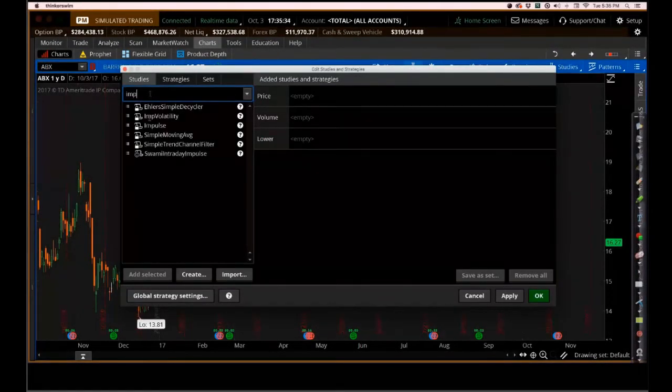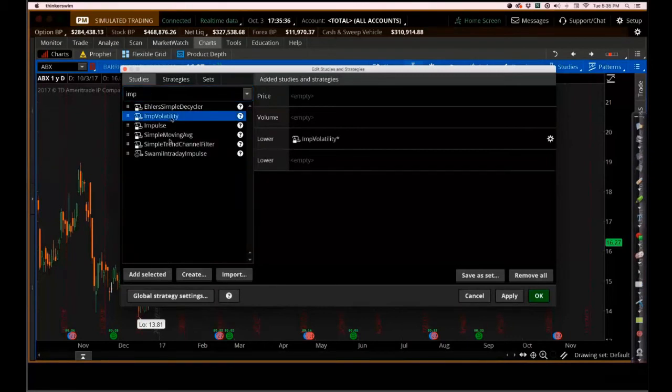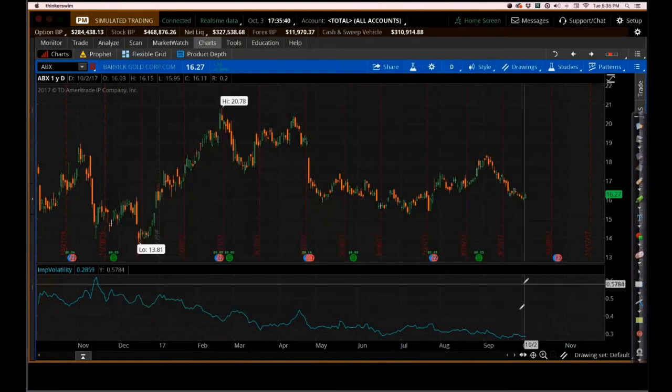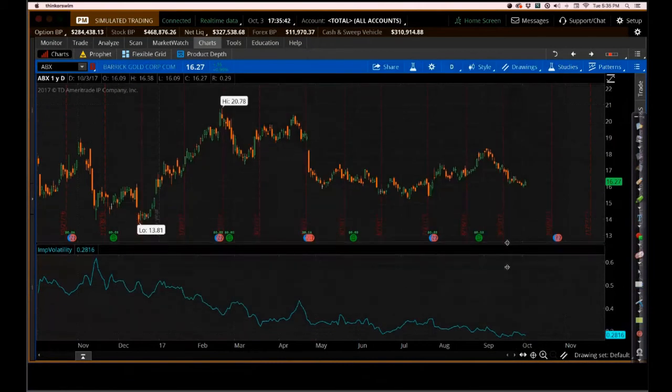The old implied volatility. Thinkorswim is such a dynamic tool, guys. I really like it. And you'll notice volatility is at the bottom, and we were discussing playing the volatility into earnings. And if you remember this from last week, great.